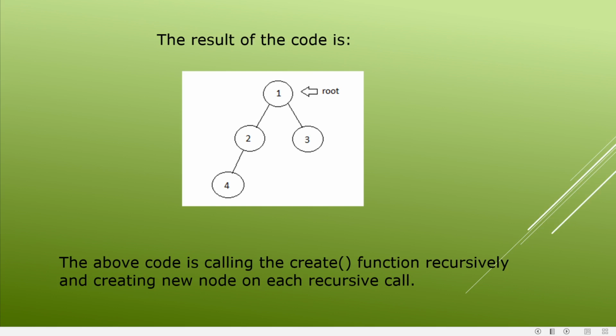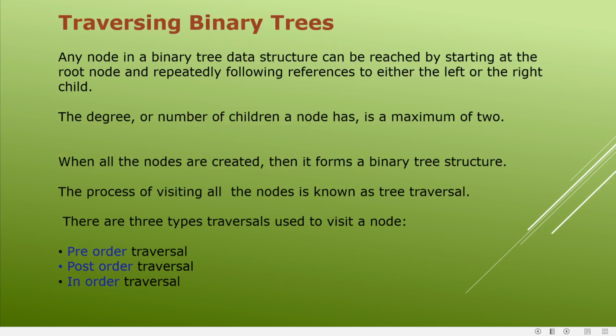If you observe the code, the above code is calling a create function recursively, and creating a new node on each recursive call, we construct this binary tree. How will we traverse these trees? That is traversing binary trees. Traversing means visiting each node in a specific order.